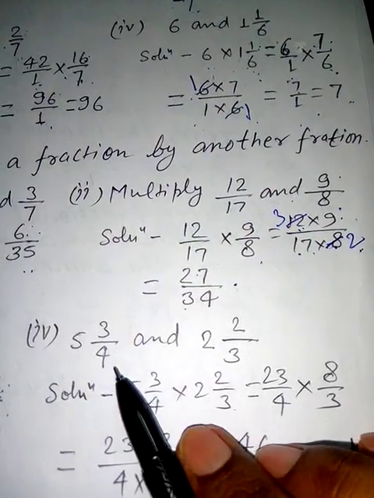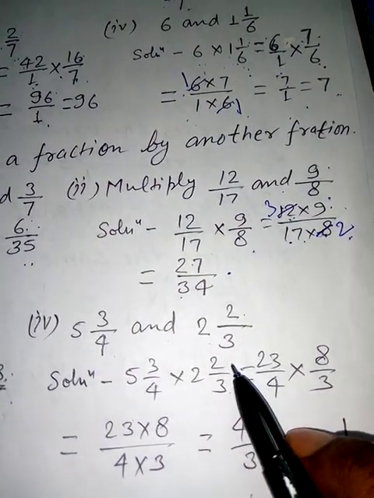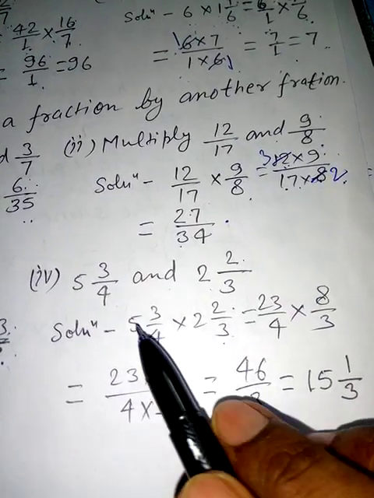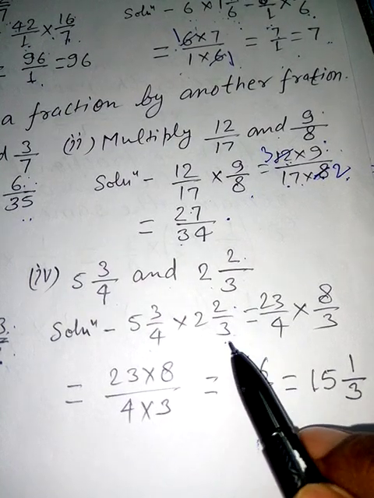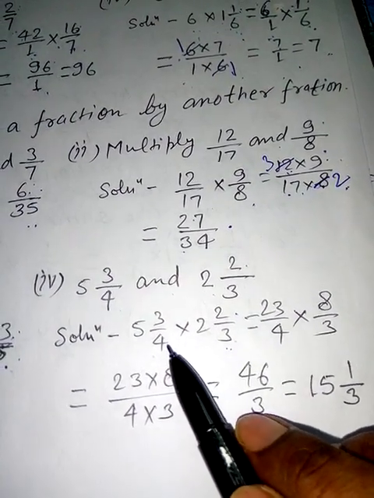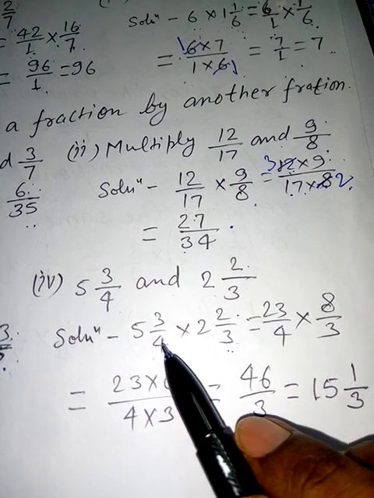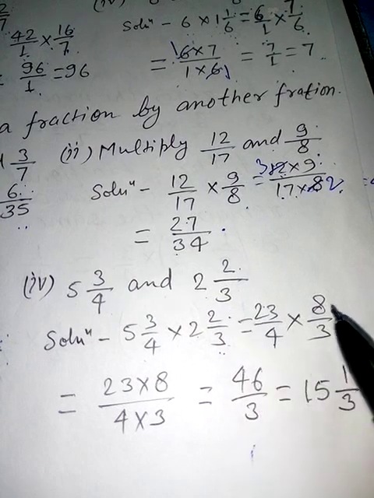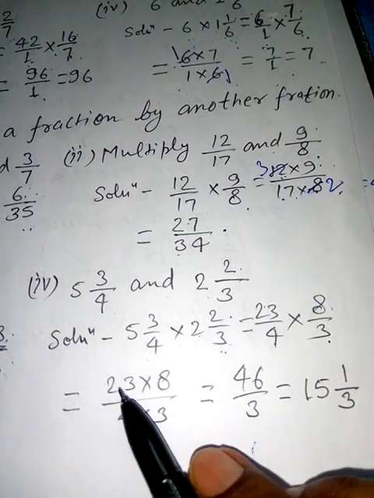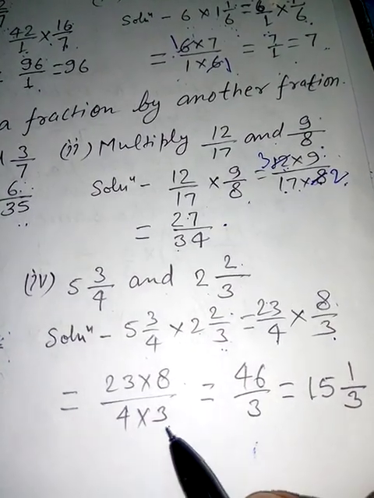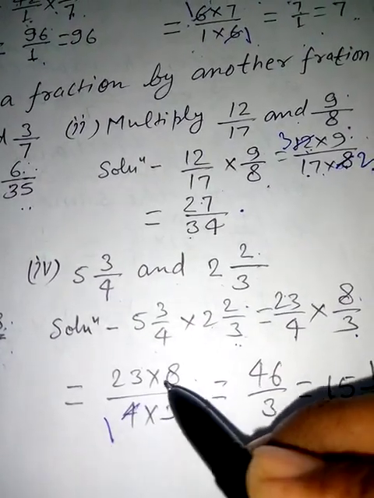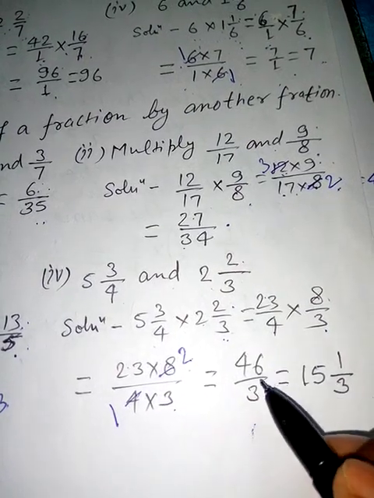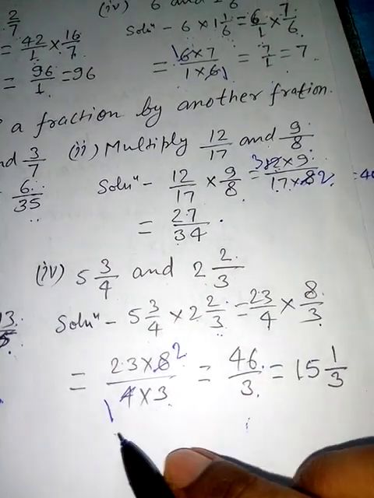Now 5 whole 3 by 4 and 2 whole 2 by 3. You can write the question first. 5 whole 3 by 4 into 2 whole 2 by 3. Make it improper. 4 fives are 20 plus 3, 23 by 4, into 3 twos are 6 plus 2, 8 by 3. Write down 23 into 8 by 4 into 3. You can reduce it. 4 ones are 4, 4 twos are 8. Now it is 23 twos are 46 by 3 ones are 3.